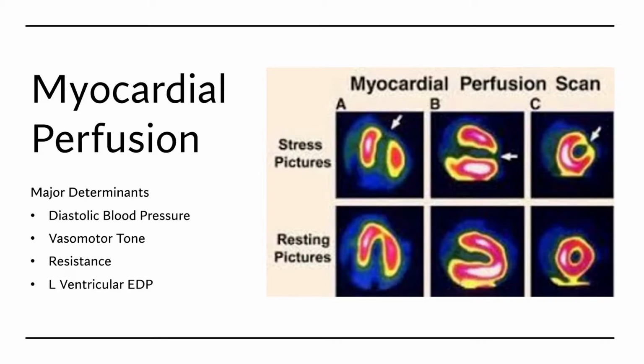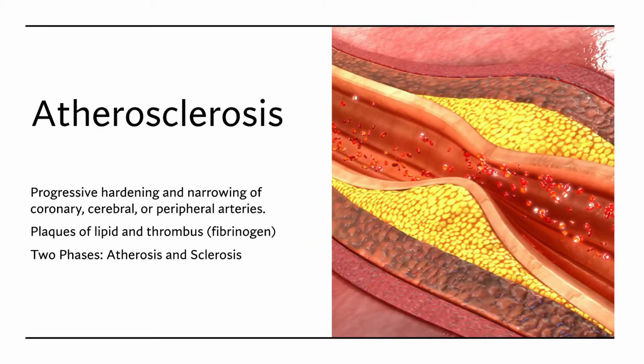And perfusion is based on diastolic blood pressure. Interestingly, not systolic. The nature of the circulation in the heart is that under full systole, these vessels are closed. So diastolic blood pressure is what fuels perfusion. Vasomotor tone plays a role, resistance, and left ventricular end diastolic pressure. The coronary vessels deliver the blood and are responsible for myocardial perfusion in a healthy heart.